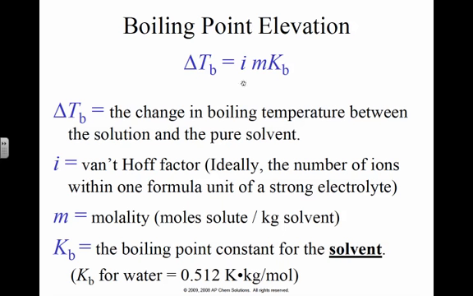This is the equation that we can use to solve for the change in the boiling temperature. It equals something called the van 't Hoff factor times molality times its boiling point elevation constant. Once again, this is the change in the boiling temperature. I stands for the van 't Hoff factor, which is the number of ions within one formula unit. I'll show you that in just a second. M is molality, and Kb is the boiling point elevation constant for water, and I'll always give you that number.